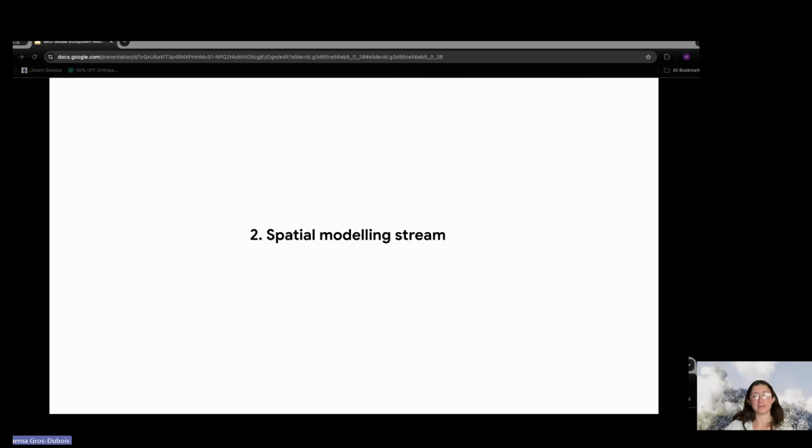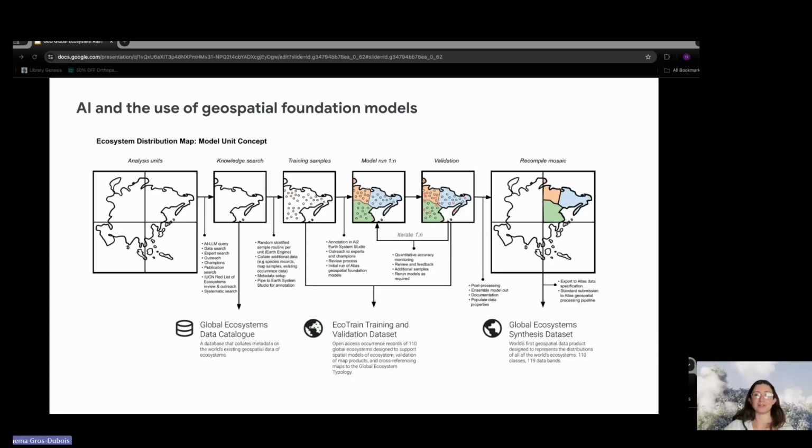So how do we make these new maps? We use geospatial foundation models. So these new low-shot models allow us to create high-quality maps using smaller amounts of training data than traditional machine learning algorithms such as random forest.